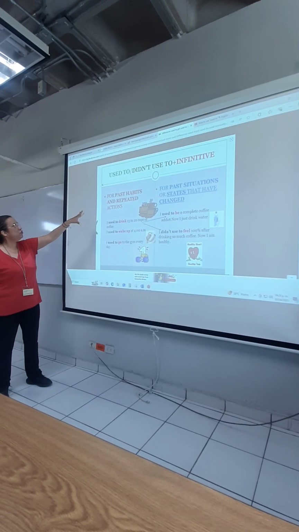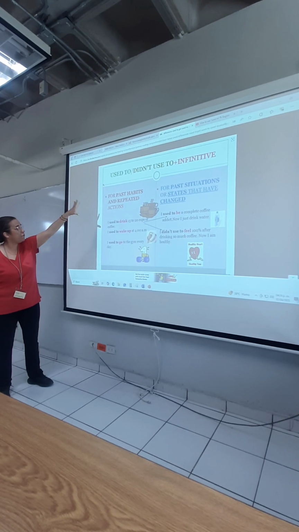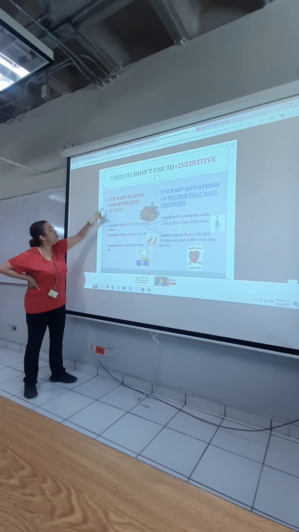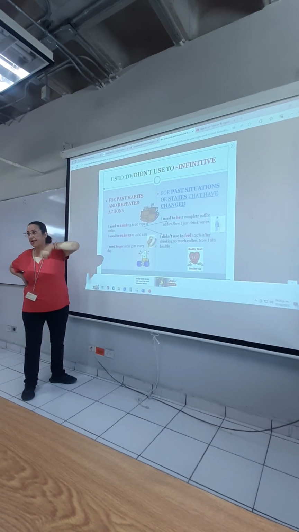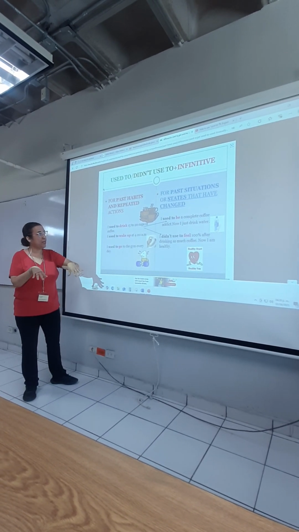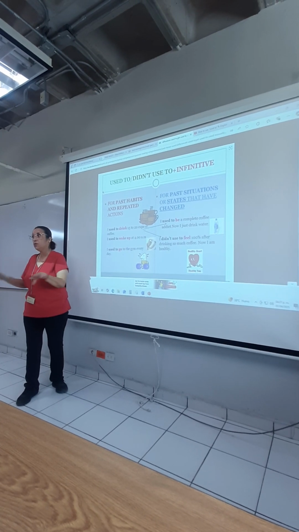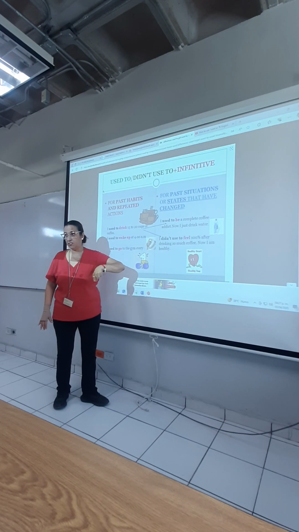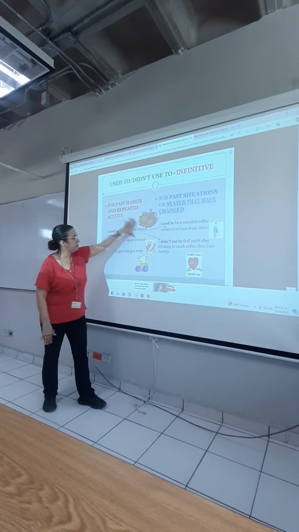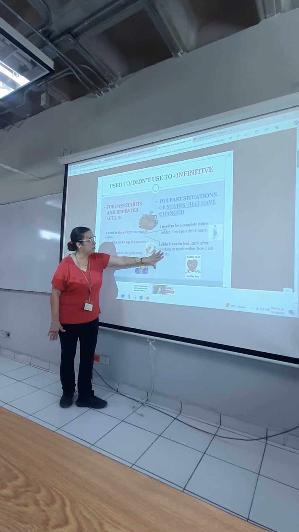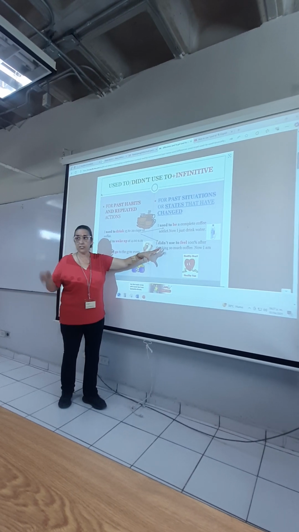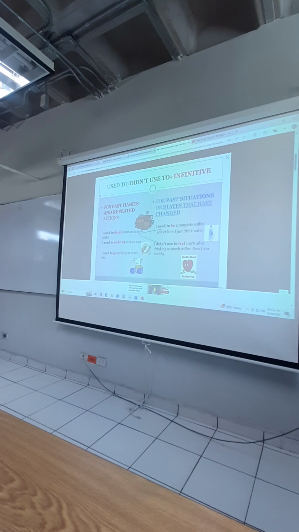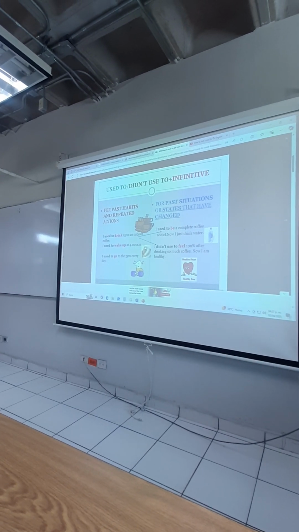So, we use used to or didn't use to, affirmative and negative, plus infinitive. There's the structure here on top, for past habits and repeated actions. But in the present, we stopped doing that. We don't do that anymore. So, for past situations or states that have changed. So, here is the change. This is the past, and here it shows the present habits. And I'll show you some more examples with this video right here.